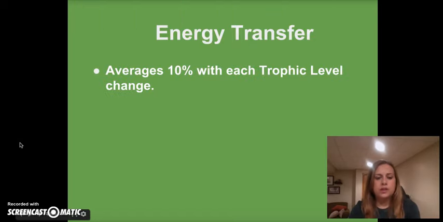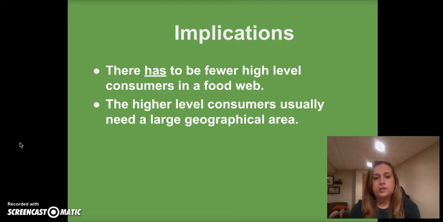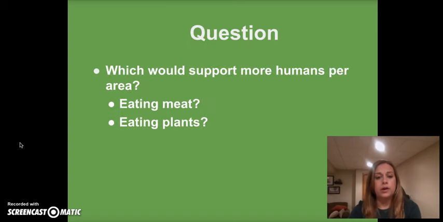So it turns out that on average about 10% of energy is transferred from one trophic level to the next. So there has to be fewer high-level consumers in a food web, and high-level consumers usually need a really large geographical area in order to get all of the energy that they require.